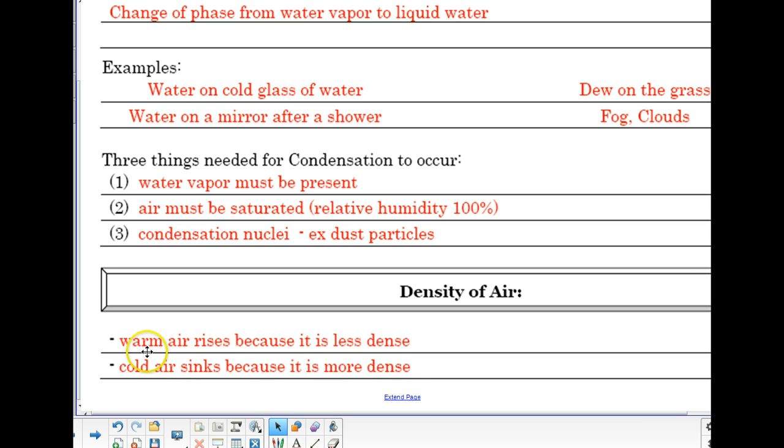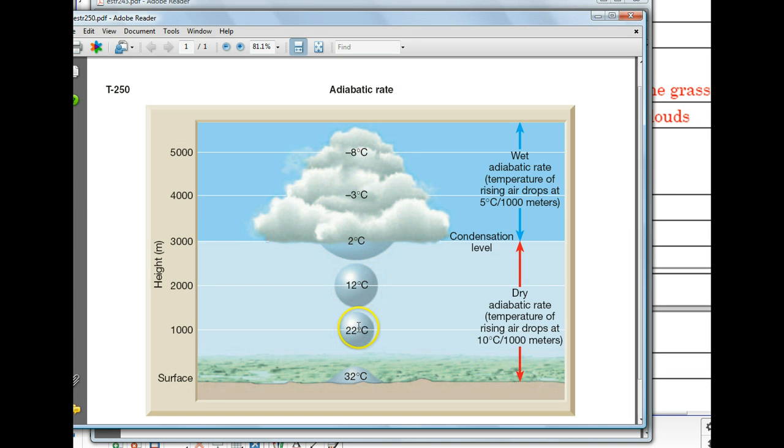Now, it doesn't mean that once that warm air starts to rise, it gets cold, and then just because it's cold, it starts to sink. What happens is this air is warm, right? If you compare it to the air temperature around it, it's still warmer than the air around it. And so it continues to rise. So even though the air is cooling down as it rises, it may be 12 degrees, but the air around it might be at 10 degrees. So it's still less dense than the air around it, so it continues to rise.